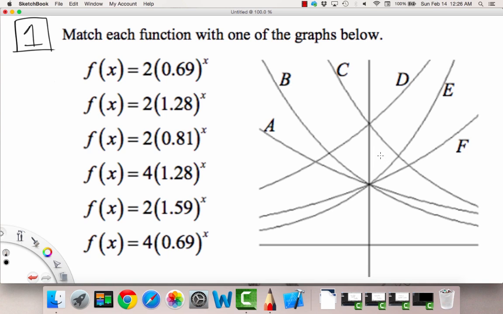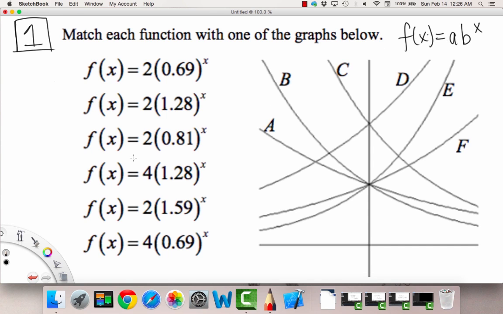Okay, so let's see what's really going on here. Let's just keep in mind the general form of an exponential function. So we have f is equal to a times b to the x. So we know that a tells us our initial value or our vertical intercept, okay?